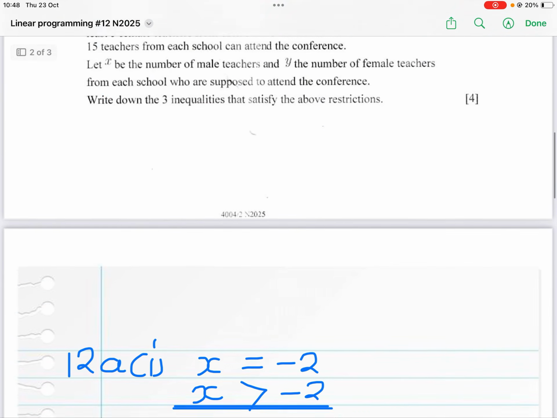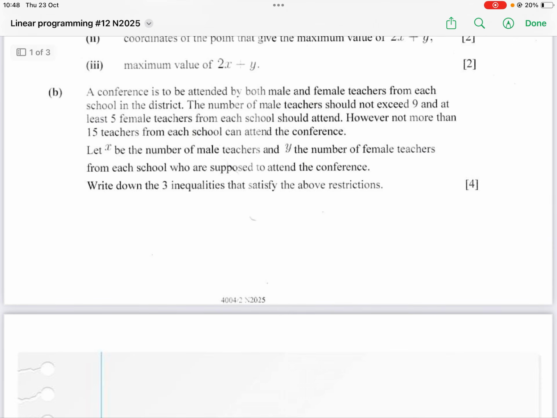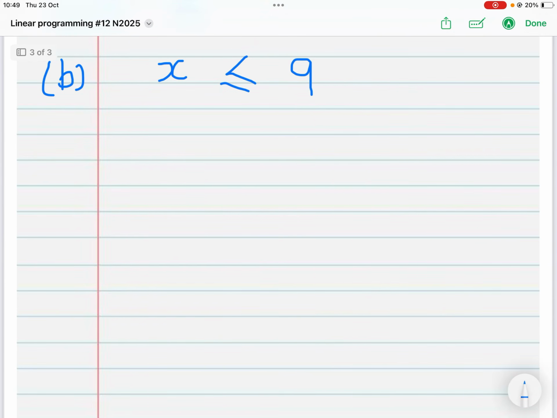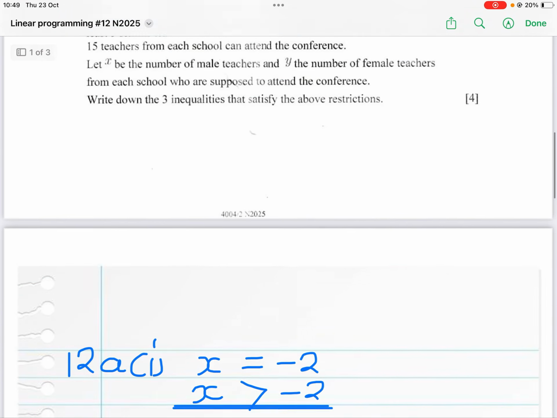And then the next inequality, and at least 5 female teachers from each school. At least means greater than or equal to, and female teachers are represented by Y. So when we are now interpreting, we say Y is greater than or equal to 5, right?